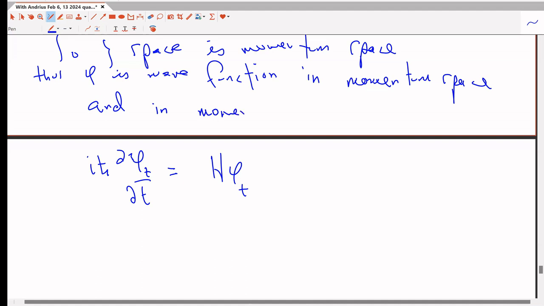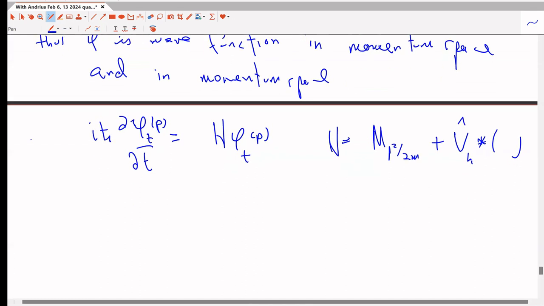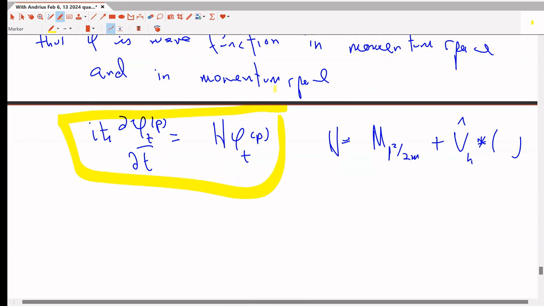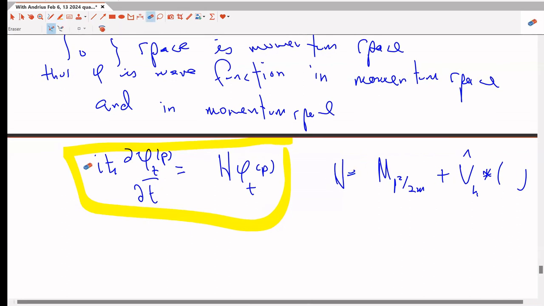Now these are functions of momentum, where H is equal to multiplication by p squared over 2m, our familiar kinetic energy, plus convolution with the Fourier transform of a scaled potential. So that's our Schrodinger equation in momentum space. The convolution has V sub h, the scaled potential transform, the transform of the potential. And then you plug the function you're operating on into the parentheses.